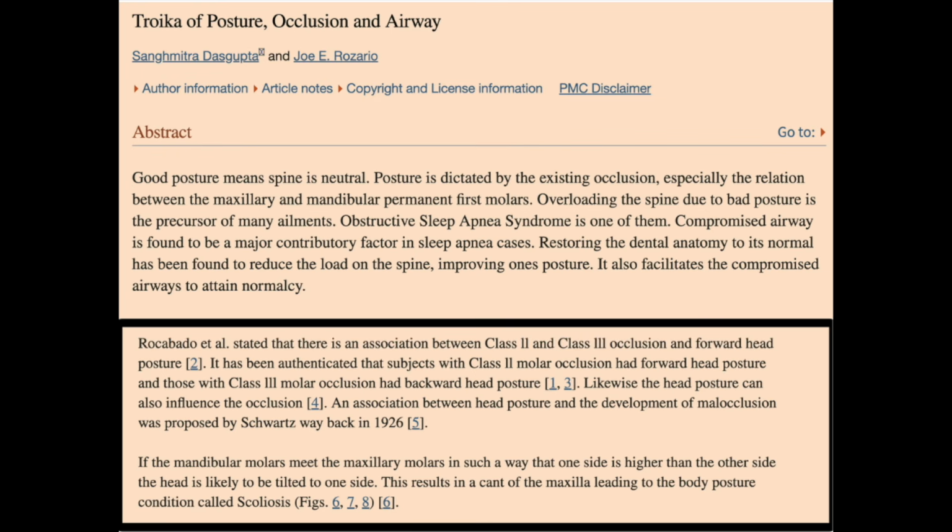They're talking specifically about the relation between the maxillary and mandibular permanent first molars. Posture is dictated by the existing occlusion. It says it right there. Good posture means the spine is neutral. You cannot get neutral if your occlusion is too off.